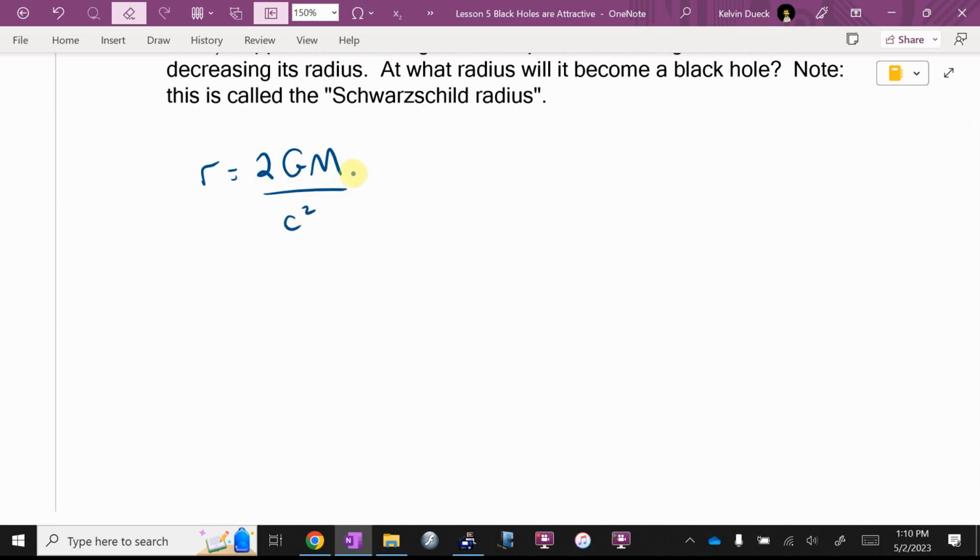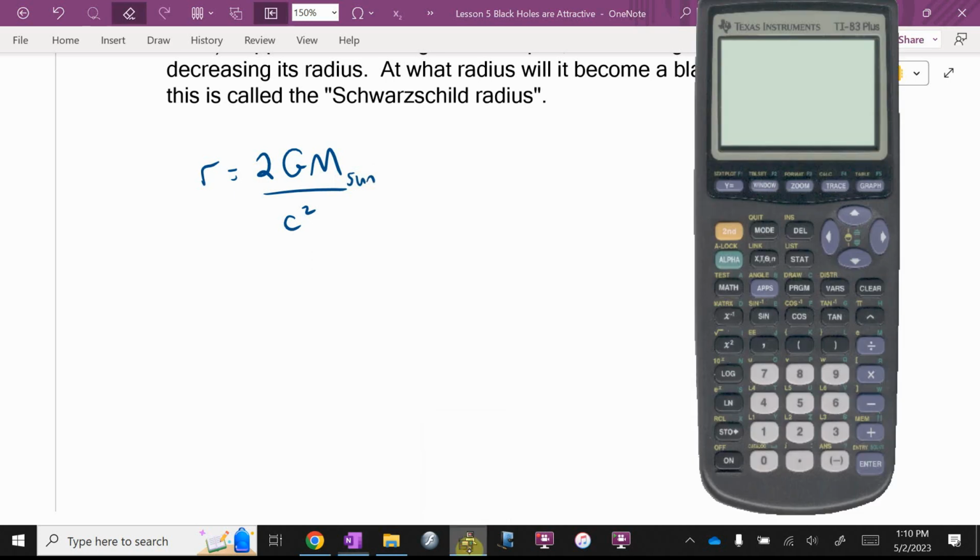So now we're going to use the mass of the sun. You might even be able to just backspace and edit and change the mass of whatever was on your screen to the mass of the sun. What was the mass of the sun? 1.98 times 10 to the 30th, is that right? Am I wrong? Am I right? Yeah, okay, so 2 times 6.67 times 10 to the negative 11 times 1.98 times 10 to the 30th divided by 3 times 10 to the 8th squared. And you get basically 3,000 meters, 3 kilometers, the size of a pretty small town.